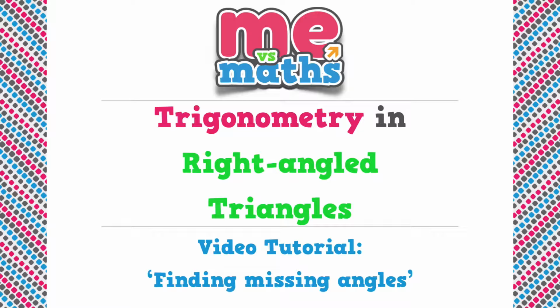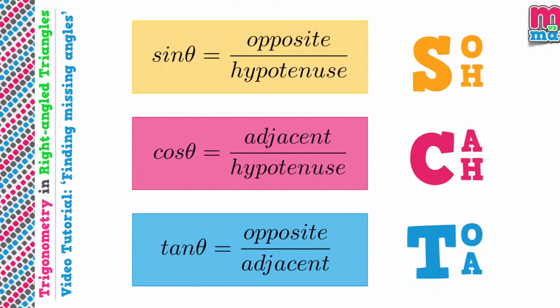Hi again, and welcome to this Me vs Maths tutorial, which is about using trigonometry to find missing angles in right-angled triangles. This is tutorial 4 in our series on trig, so if you've got some catching up to do first, then please do that. Otherwise, let's get this show on the road.